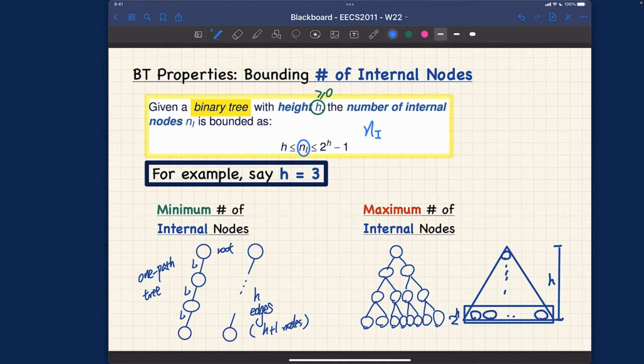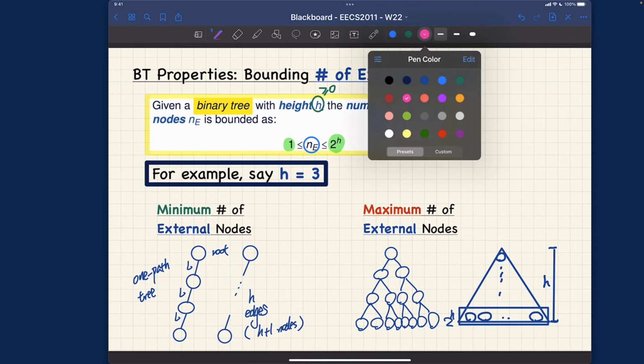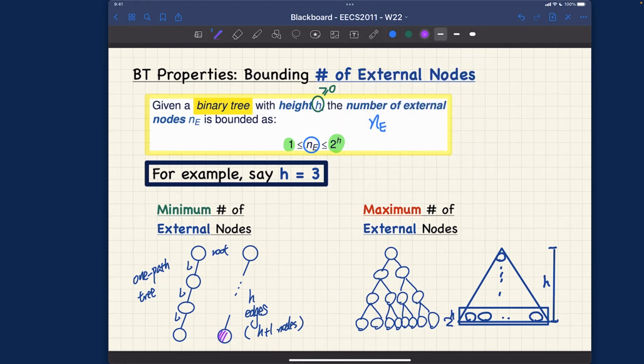Let's see the upper bound and lower bound separately. In the case of external nodes, the lower bound is simply just 1. And the upper bound will be 2 to the power of h. Right? Let's talk about external. Why is that? In the minimum case, if you got a one path tree over here, where would the external nodes be? Well, only this one here, right? This is the only node at the bottom that has no children. Any other nodes above have exactly one child, right? So only the last node is actually external. In which case, I'm going to just highlight it, just use purple over here, right? So that's the only external node, so just 1.